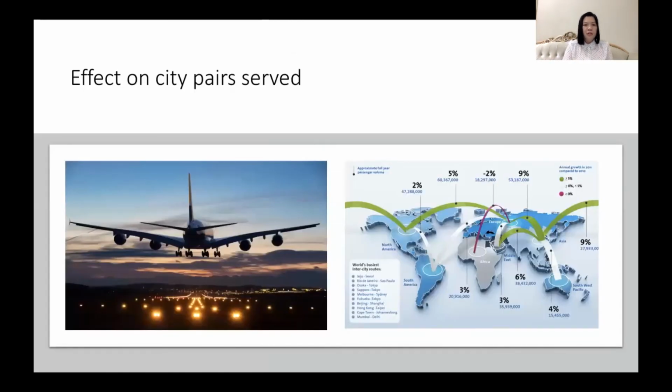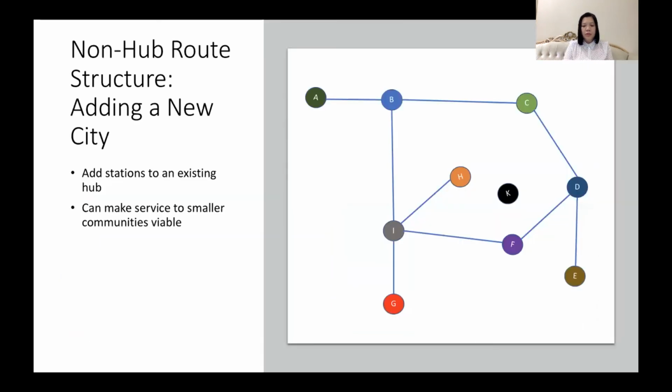And next is the effect on city pair service. So here you see in the charts. Let me explain to you. If a new station, let's call this K here, had been added to the no-hub route structure in this period via a flight to, say, F. This is the purpose board here.